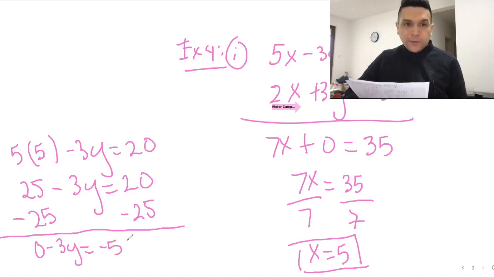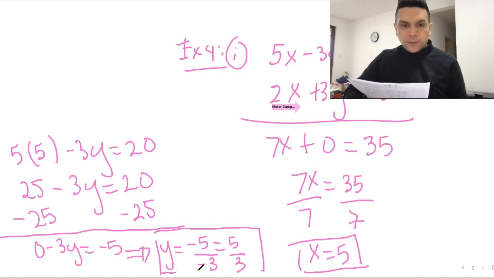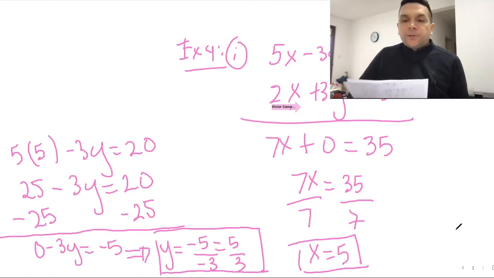All right, now I'm going to divide by -3. If I divide by -3, I'm going to get y equals -5 divided by -3, which is just 5/3. And that's it. Those will be the answers for this system of equations. Okay, let's do another example.